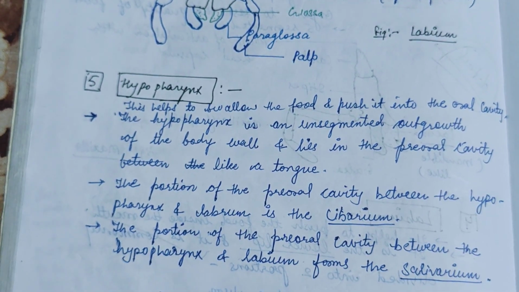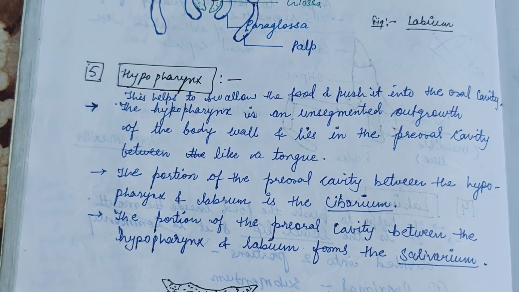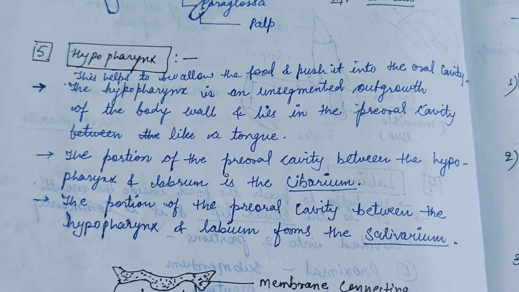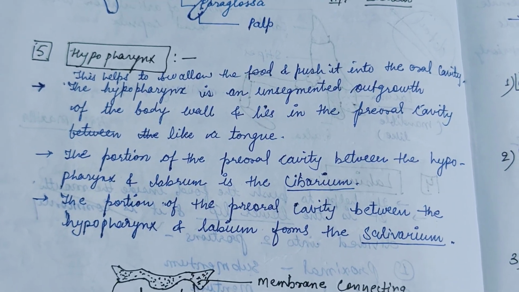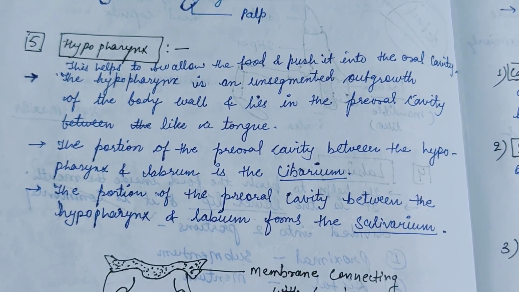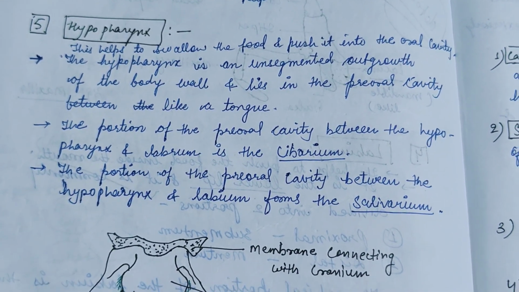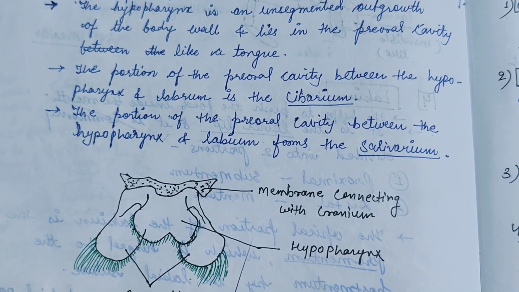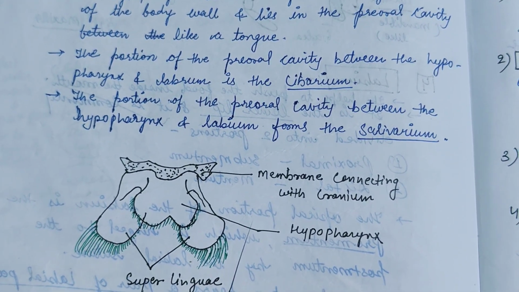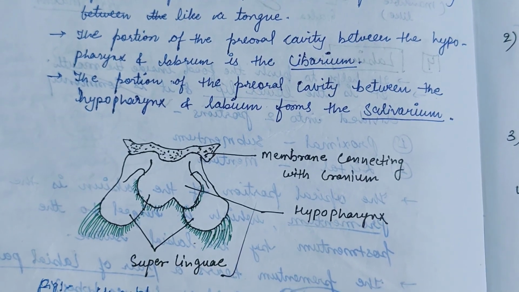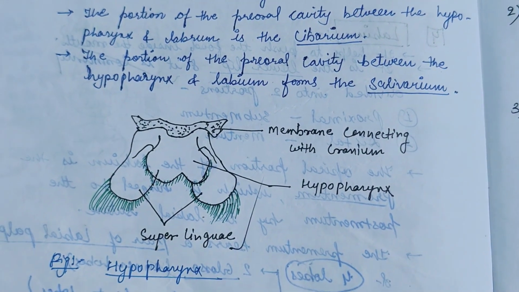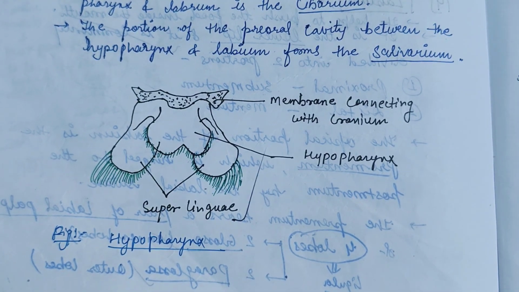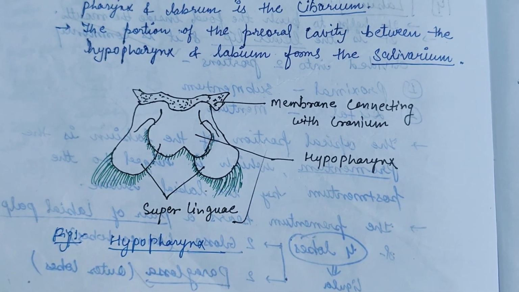The last part of the mouth part is the hypopharynx. It acts as a tongue and pushes the food into the oral cavity. It is an unsegmented outgrowth of the body wall and lies in the preoral cavity. The portion of the preoral cavity between the hypopharynx and the labrum is the cibarium, while the portion of the preoral cavity between the hypopharynx and the labium forms the salivarium. So here is a figure of the hypopharynx, the membrane connecting it, and the superlinguae.